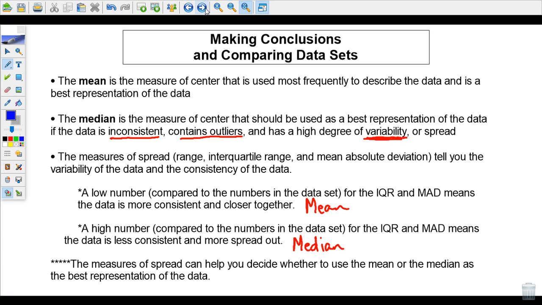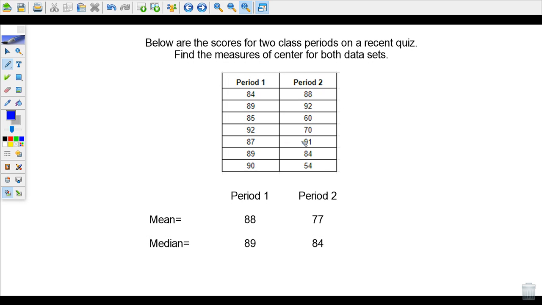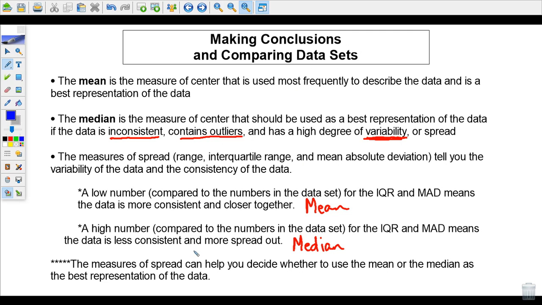Okay. And I think we can even go back to our data here. You can kind of see as you compare these numbers for period 1, they're all really, really close. Period 2 is a different story. You got some in the 60, you got a 54, you got something in the 70s, 80s, 90s. You can see that they're far apart. So I know that I said you have to calculate the measures of spread. Sometimes you can tell based on the data set, oh, those are really, really close together, it's going to be the mean. Or those are really spread out, I should probably calculate the interquartile range and the mean absolute deviation just to verify that they're spread out and that they're inconsistent. And again, that would be when you use the median to best represent it.